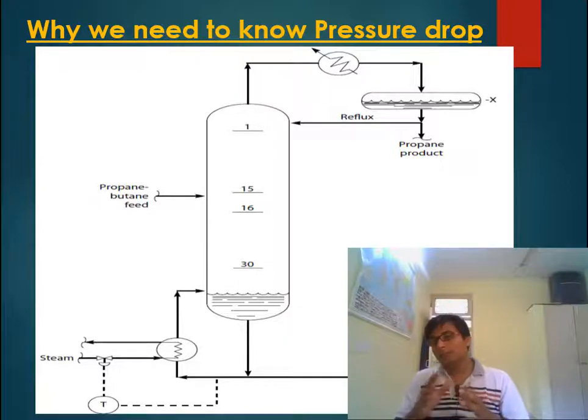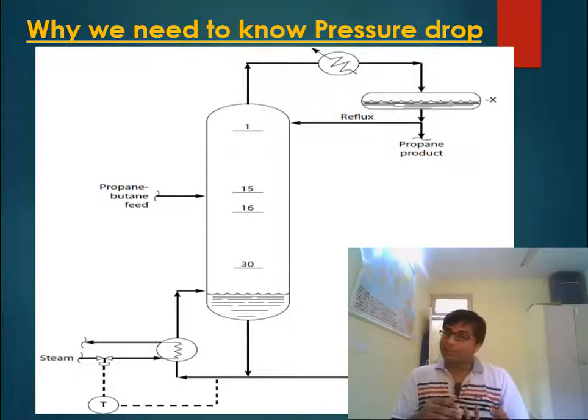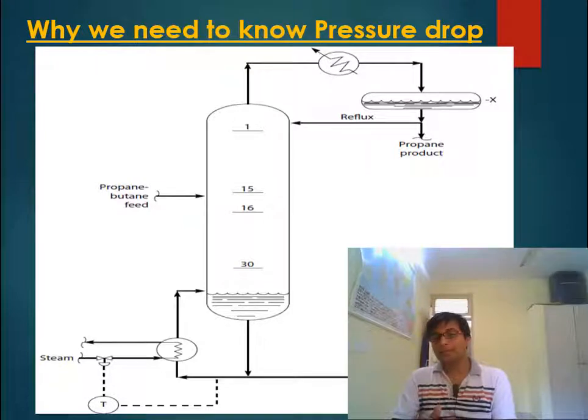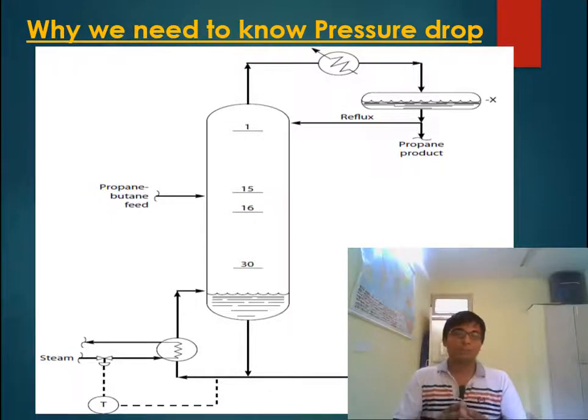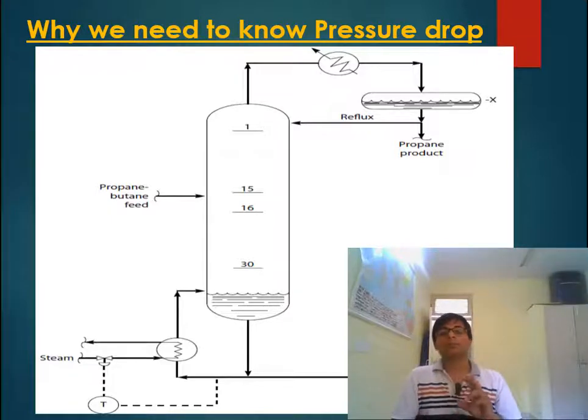Now how do we determine the pressure drop of the tower? We determine the pressure drop of vapor for a single tray, and then we multiply that pressure drop by the number of trays, and that gives the total pressure drop for the tower. For that reason we need to determine tray pressure drop. This is one motivation for this lecture.